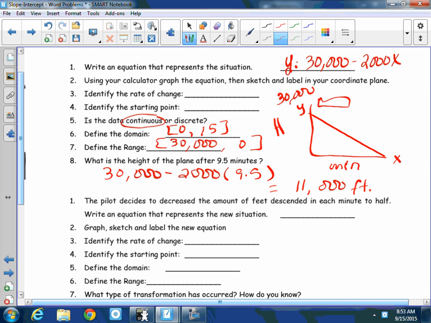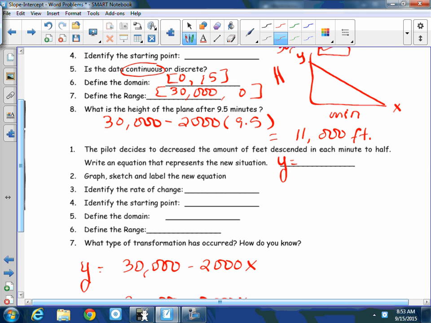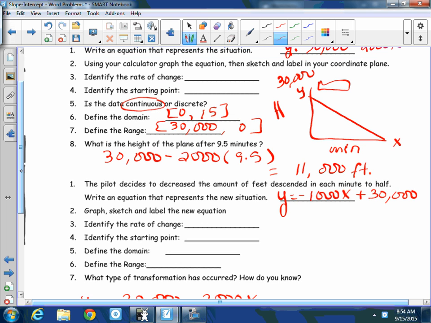Very good. So let's go ahead and write the equation. What's my equation? y equals minus 1,000x plus 30,000. You can start with the minus 1,000. Who says you have to start with the 30,000? You don't. You can put the slope first. Either way. So that graph should look less steep. How would you sketch it over here?